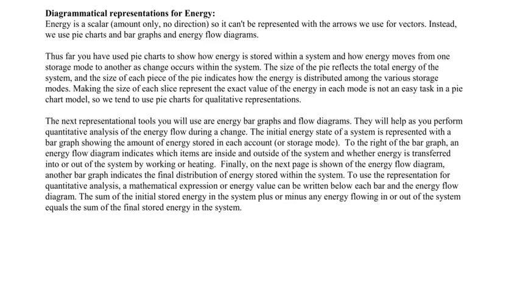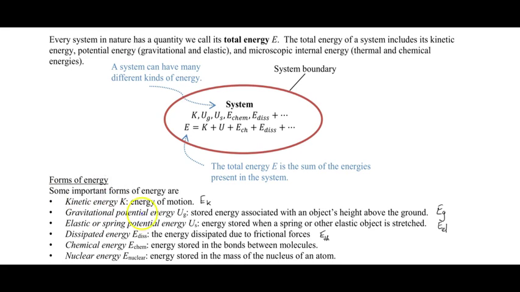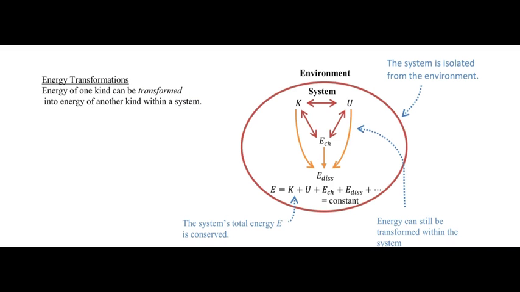Energy can be stored in a system in a variety of ways, which we've discussed earlier, such as kinetic energy, which is energy of motion, or gravitational energy, which is the energy stored in a gravitational field of a system, or elastic energy, which is energy stored in a system when it's deformed, or all these other types of energy like dissipated, chemical, and nuclear energy. When energy is transferred between a system and the surroundings, which we call the environment, then work must be done.